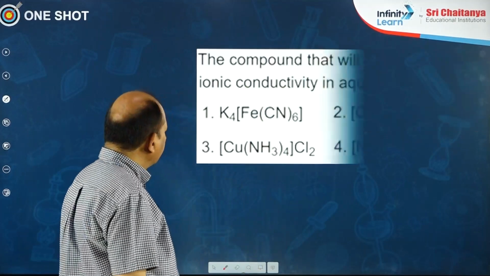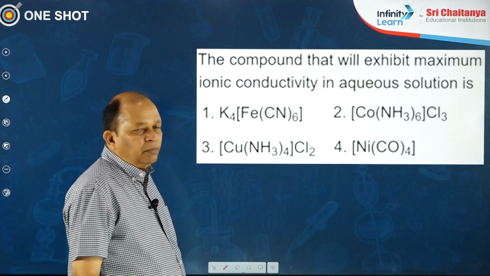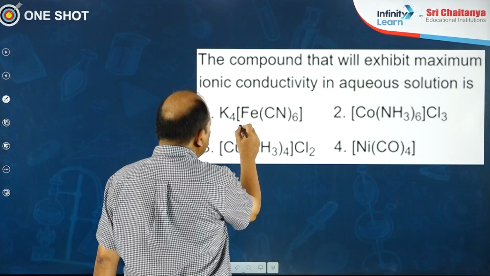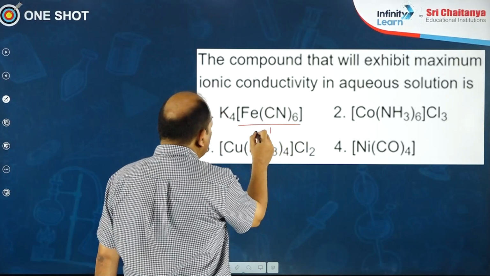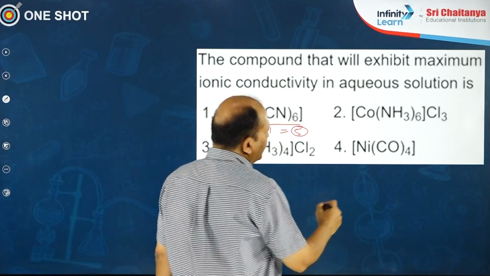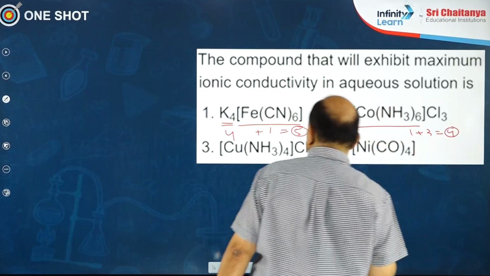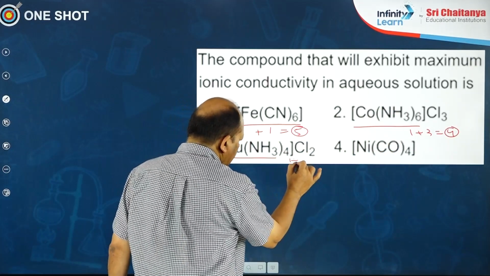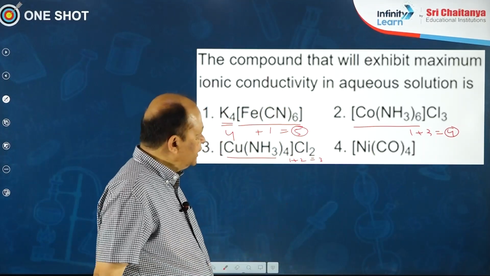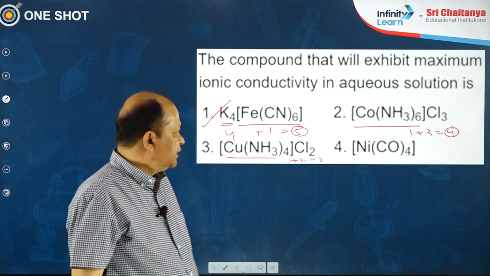The next one, you can also have a question like this: which of the following will have maximum ionic conductivity? If complex 1 dissolves in water, you will get 1 ion plus 4 ions, total 5 ions. Here this is 1 ion plus 3, 4 ions. Here 1 plus 2, 3 ions, and this one is a molecule. So, the maximum conductivity will be exhibited by complex 1.